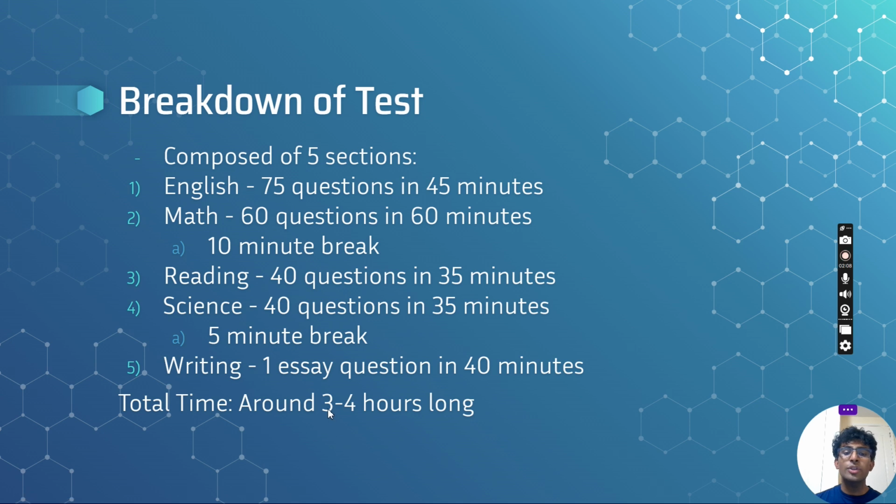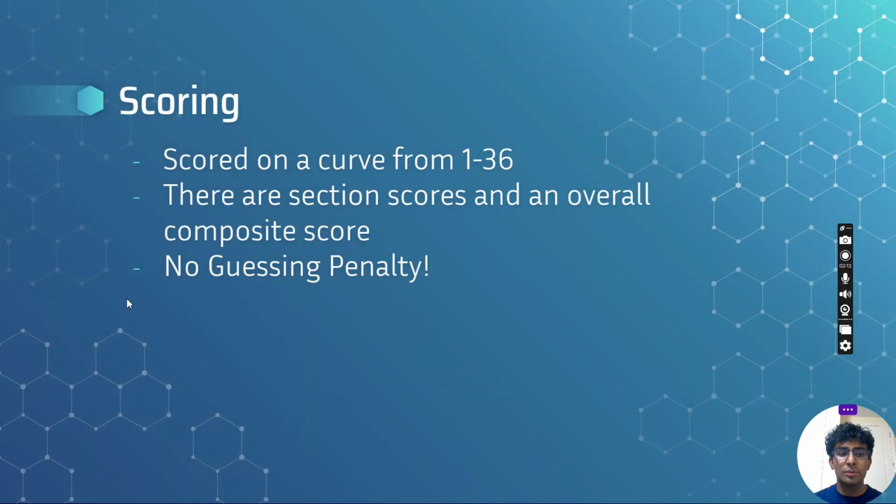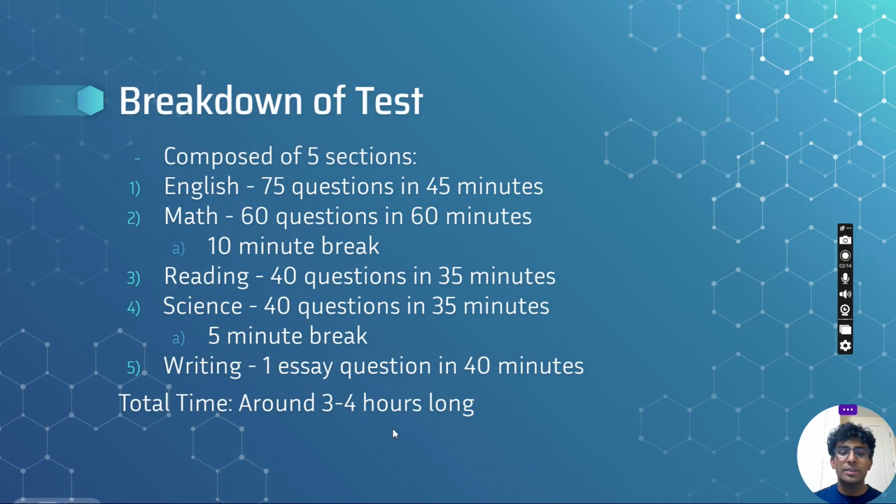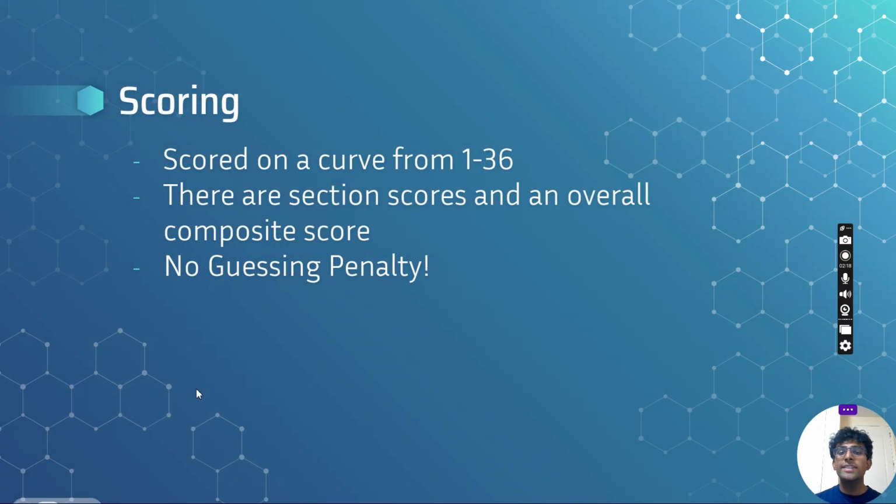So your total time is around 3 to 4 hours long. The 3 is if you're just doing 1 through 4, and the 4 hours comes from if you do the writing section as well. So scoring, it's on a curve from 1 to 36. Basically how the scoring for the ACT works is you have section scores, so for English, reading, math, and science from 1 to 36, and then your writing score, and you have an overall composite score, which is your weighted average of your 4 main sections.